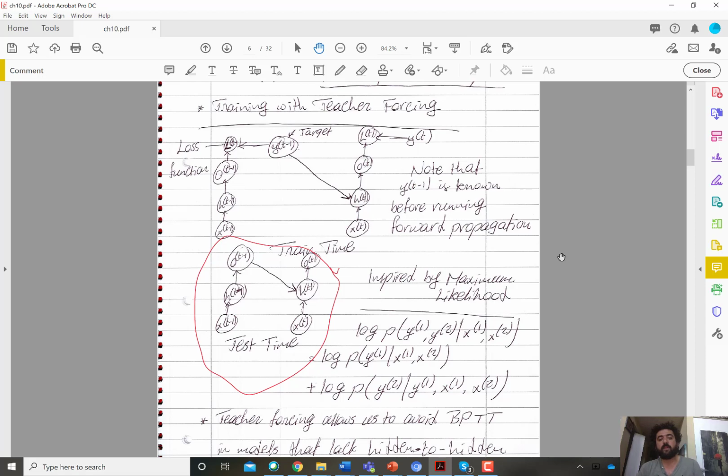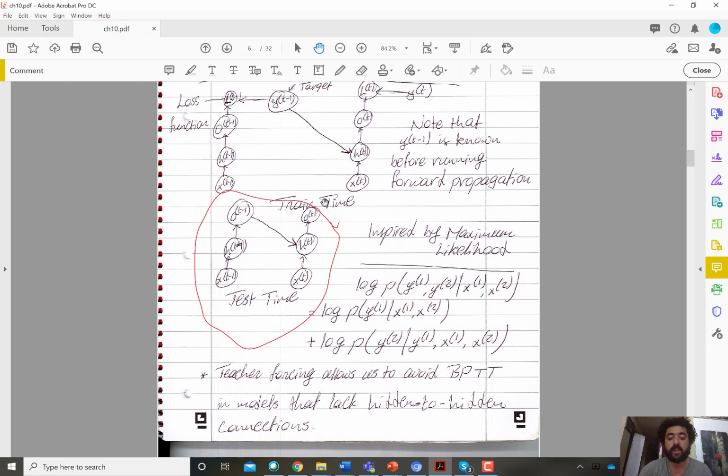Now, of course, that's why we assume the loss function is separable, because this strategy is mainly useful for speeding up the training, for parallelizing the training of the different time steps, so that you would not have to do back propagation through time, which is typically used when you have a hidden to hidden recurrence connection. And back propagation through time will be the topic of the next video.